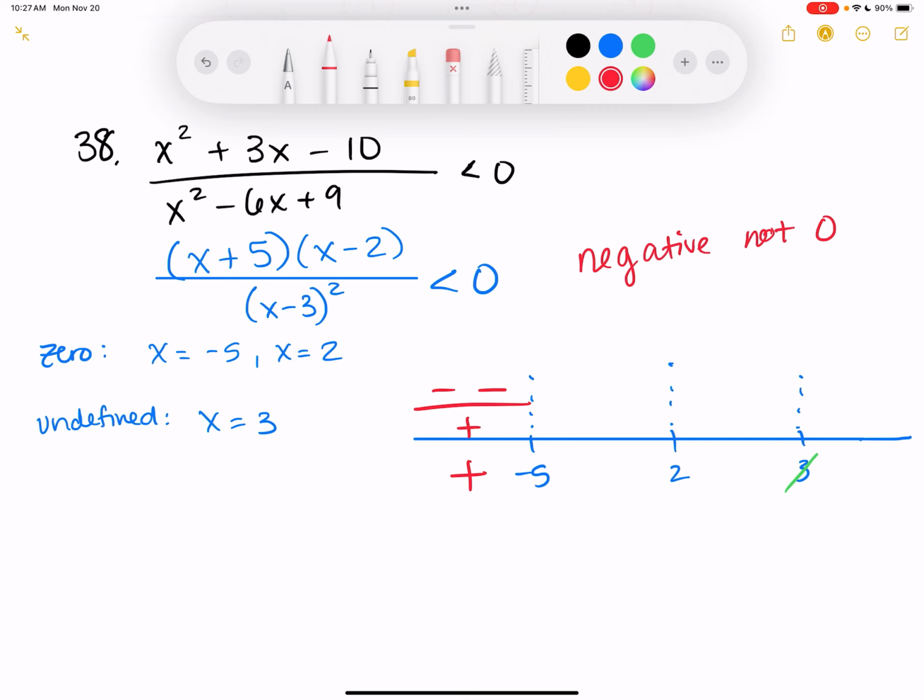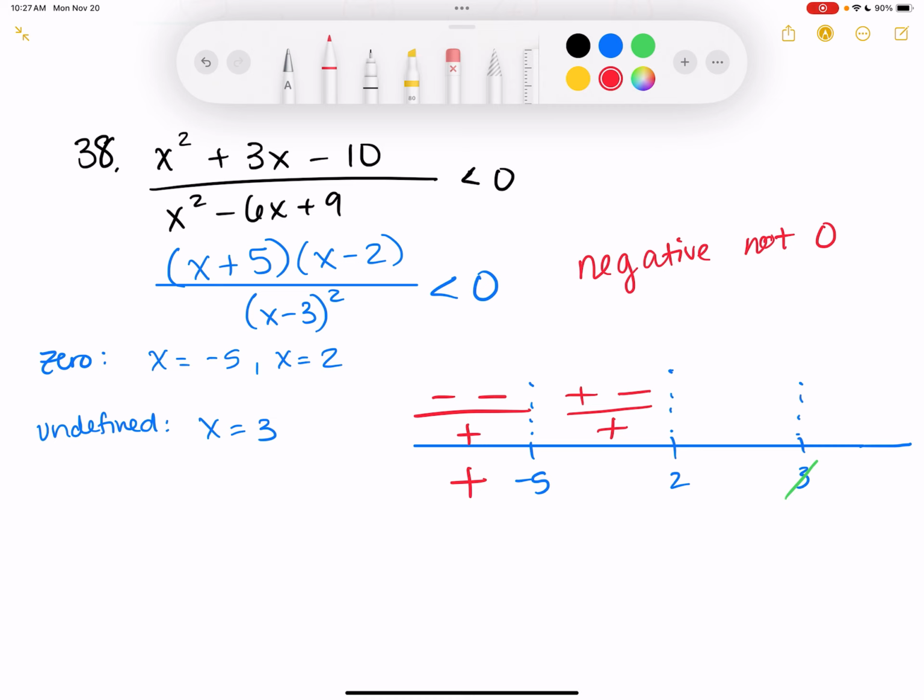What do you want me to pick in here? 0 plus 5 is positive. 0 minus 2 is negative. Denominator is positive. So that whole thing is negative. Between 2 and 3, yeah, so 2.5 plus 5 is positive. 2.5 minus 2 is positive. Bottom is positive.